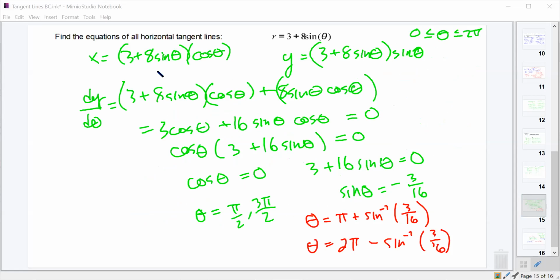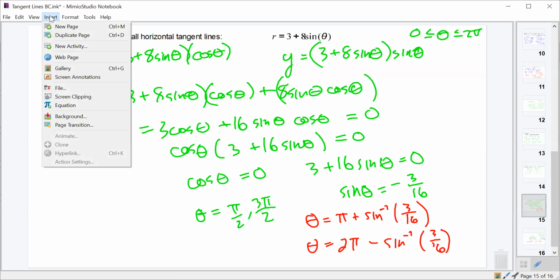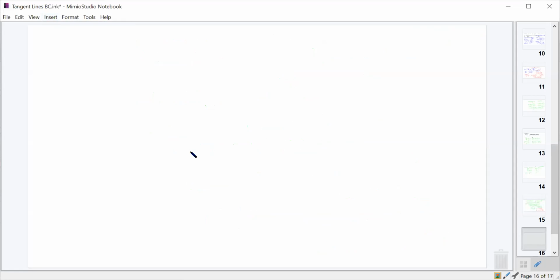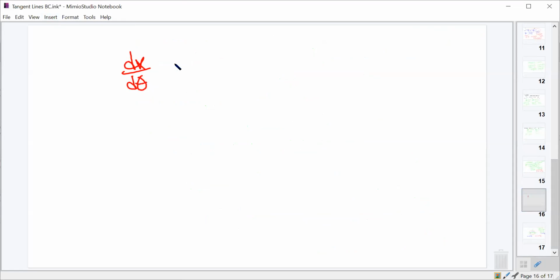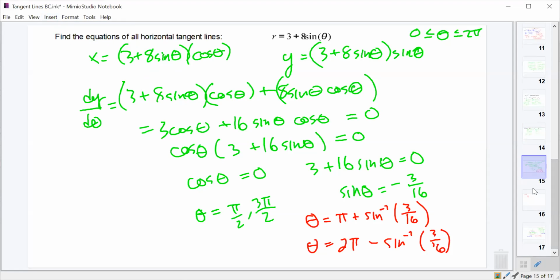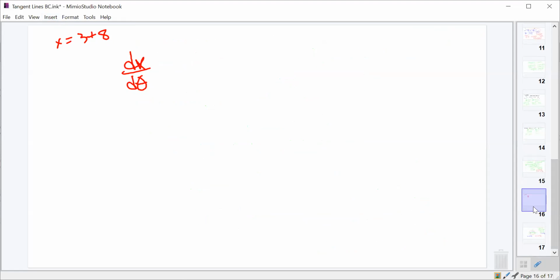All right, so we've done some good work here, but we've done this as if it's an implicit function. And so we have to make sure that dx d theta doesn't equal 0 to any of these values also. So let's real quickly, we're going to need some more pages here, but let's figure out what dx d theta is. So dx d theta, let's see, what was x? It was 3 plus 8 sine theta? Or is it cosine theta? Now I don't even remember. Sine theta times cosine theta.